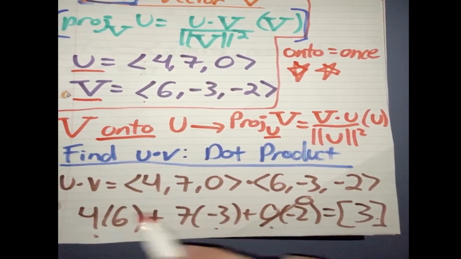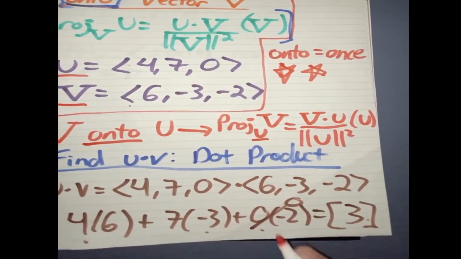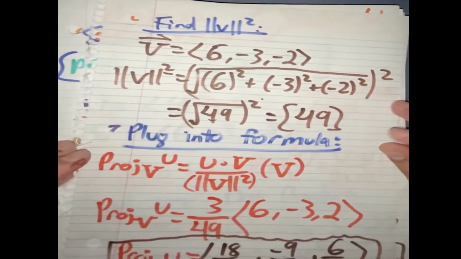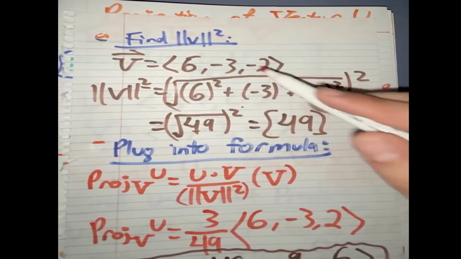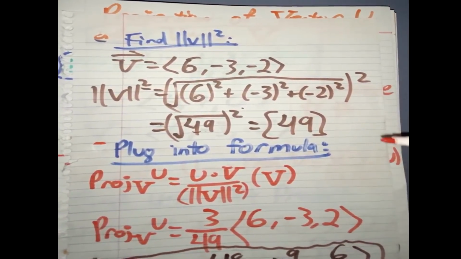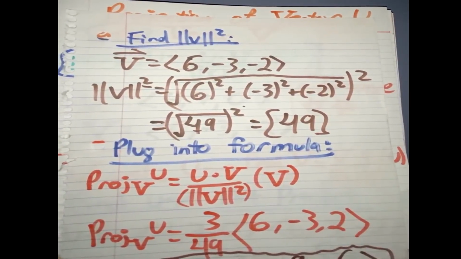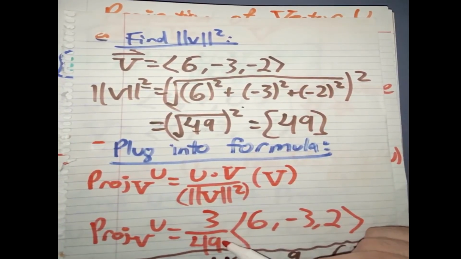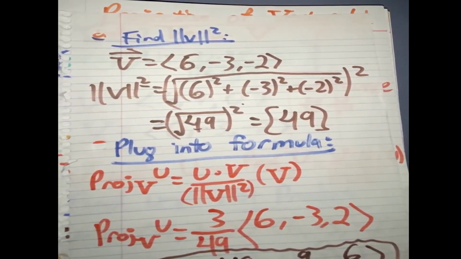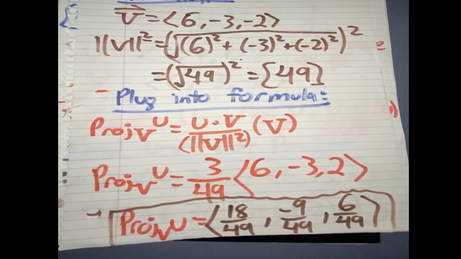Afterwards, we just took the dot product, u dot v, easy stuff, element by element multiplication, add them together. We got 3. Then from there, we took the magnitude of vector v, and then we squared it. So we got 49. Square root of that is 7, but when you square that, it's 49. And then we plug it into the projection formula. Dot product divided by the magnitude of vector v squared, and then we distributed into our vector v, and we got this answer right here: 18 over 49, negative 9 over 49, 6 over 49.